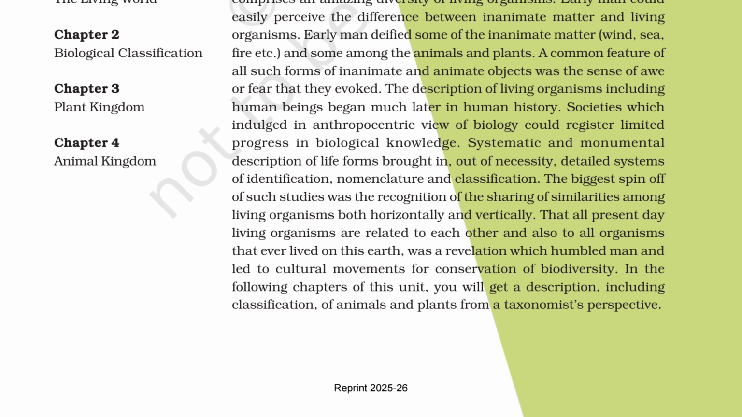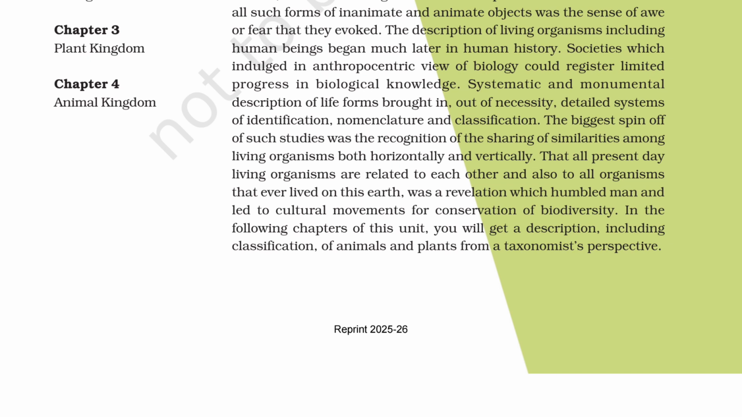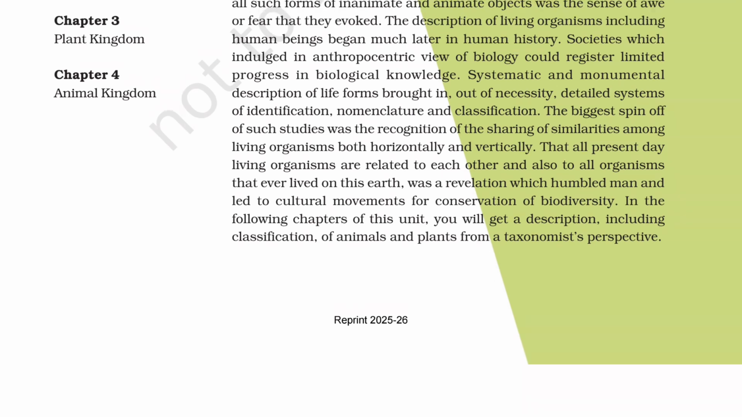The description of living organisms, including human beings, began much later in human history. Societies which indulged in an anthropocentric view of biology could register limited progress in biological knowledge. Systematic and monumental description of life forms was brought in out of necessity. Detailed systems of identification, nomenclature, and classification.